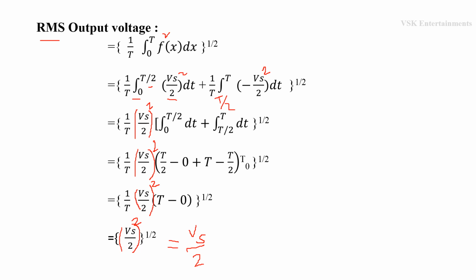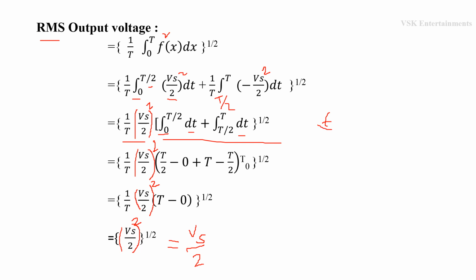After substituting, we take 1 by T and Vs by 2 whole squared as common. The remaining terms are integral 0 to T by 2 of dt plus integral T by 2 to T of dt. Now apply the integration of dt in both the terms. Then by applying the integrations we get t, and we have the different limits.